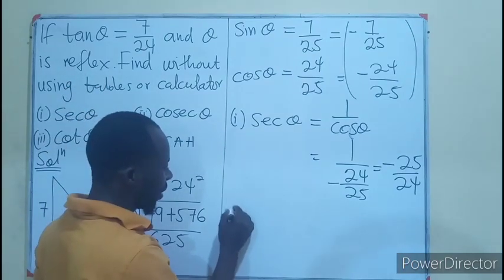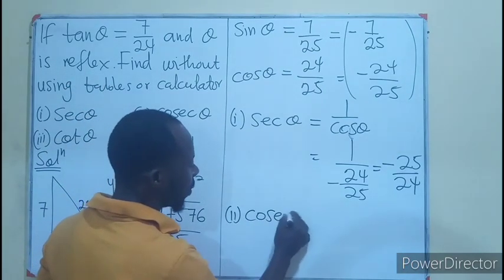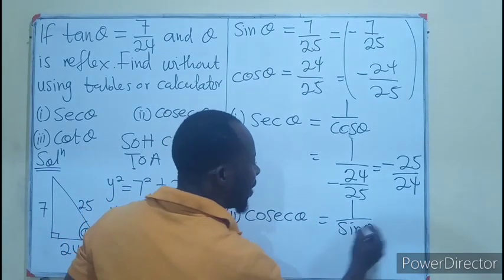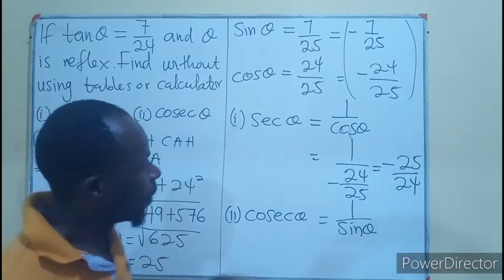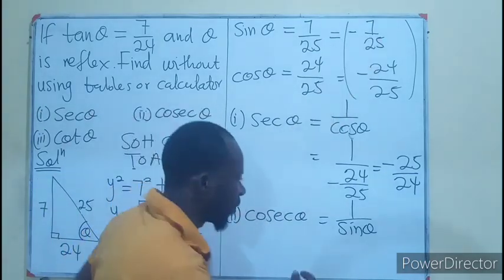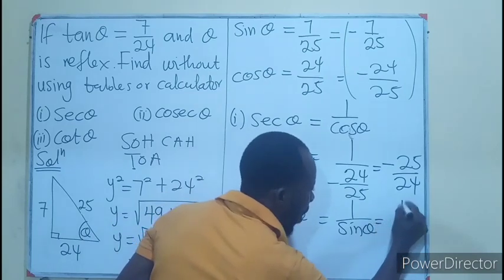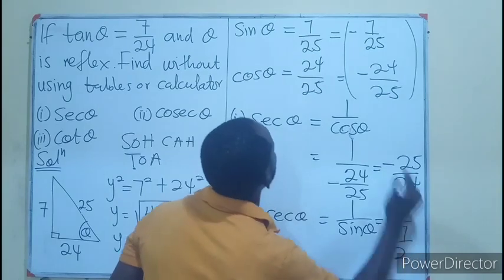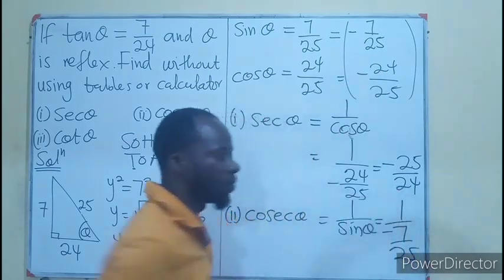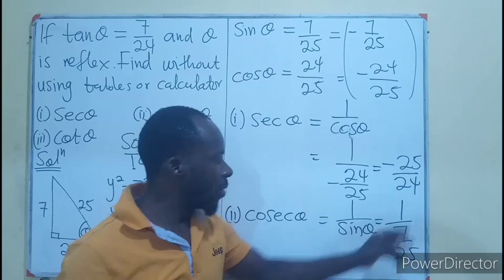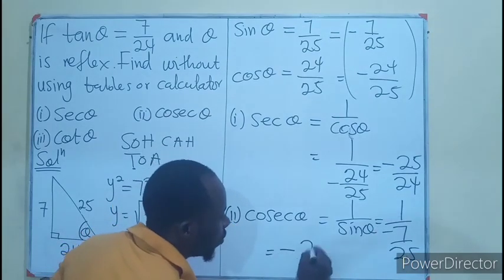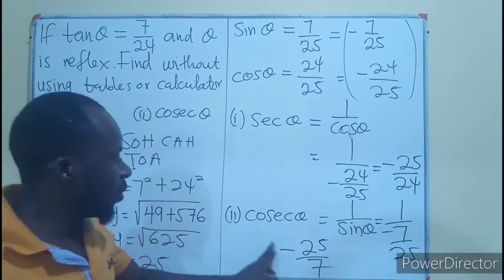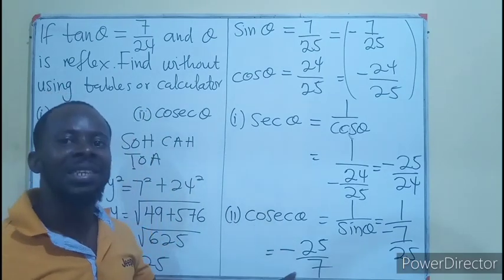Then the second one, which will be cosec theta, which is also 1 over sine theta. So wherever you see sine, you put in negative 7 on 25. So let me write this here: 1 over negative 7 over 25. This will also go up and multiply, so we'll be having negative 25 over 7. So this is going to be the cosec theta.